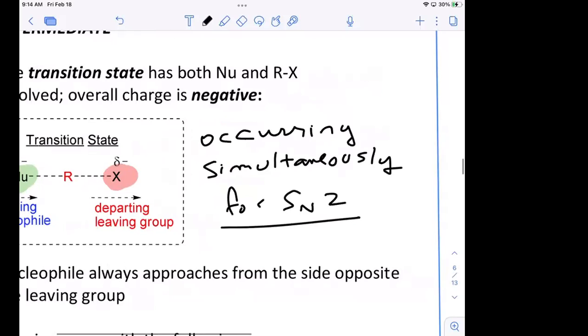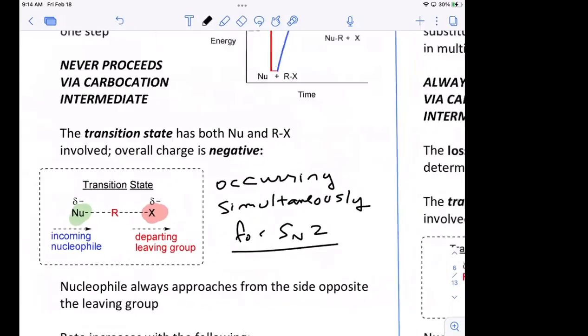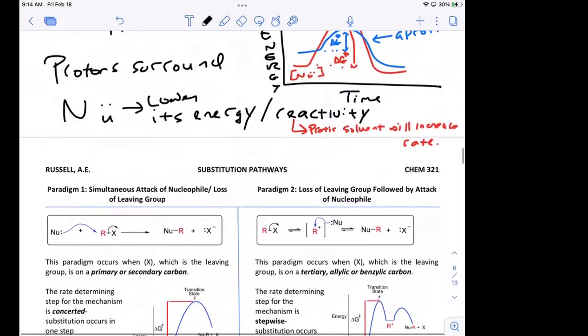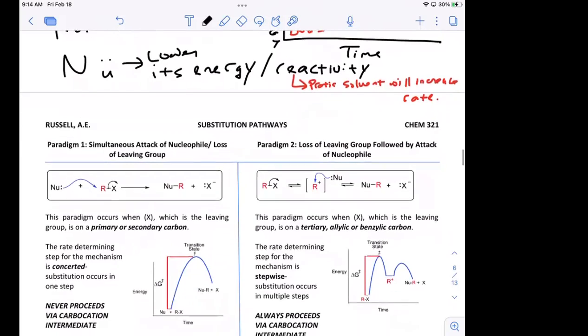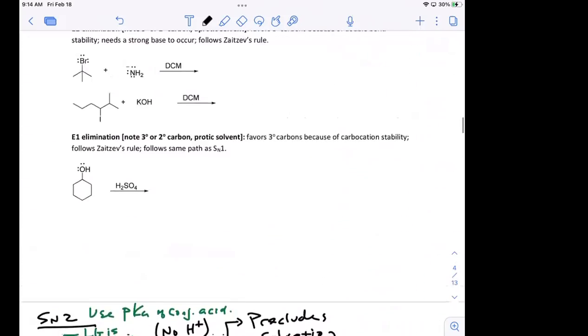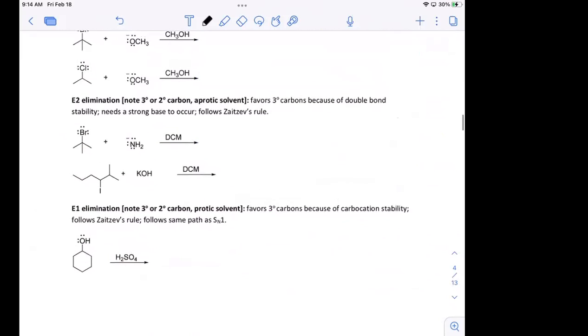So for SN2 mechanism, the nucleophile is coming in at the same time that the leaving group is leaving. All right. So let me switch gears and we're going to do the E2. Let's talk about that. Actually, I'm going to cut this out so we can have room to talk about it.